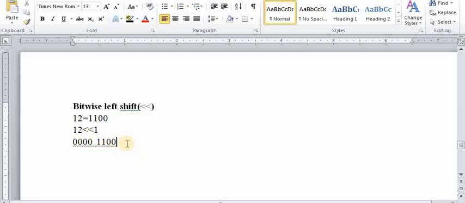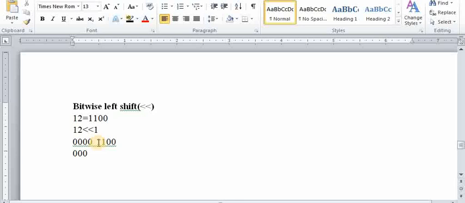Now what will be the result? The result will be, this 0 will shift to this side. Now shift this 1 here. Now this 0 will be shifted to the last corner. Now here you will have 3 zeros.